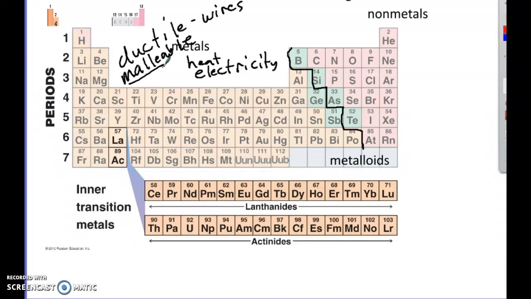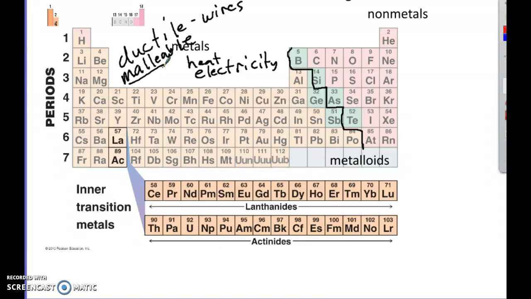Mercury, for example. Gallium is one that's very rare, but can be made. And gallium will actually, if you have a solid and you hold a test tube of it, it would start to melt. Basically, your body temperature would be enough to melt it. So very interesting there. But those are basically metals.